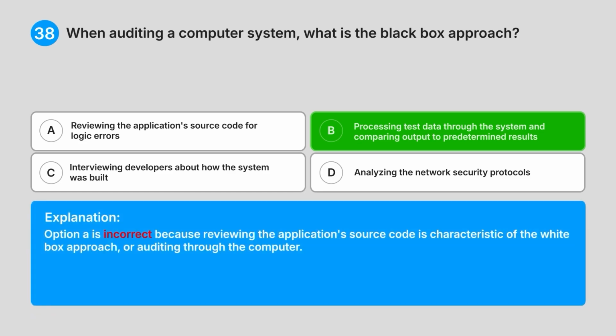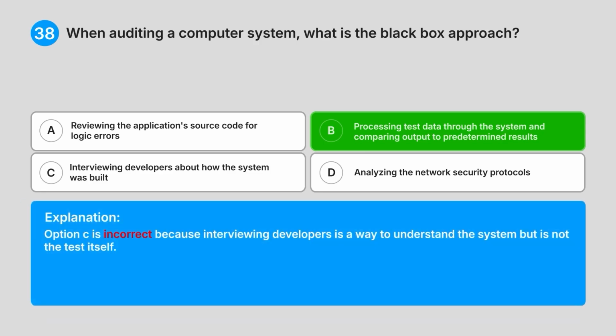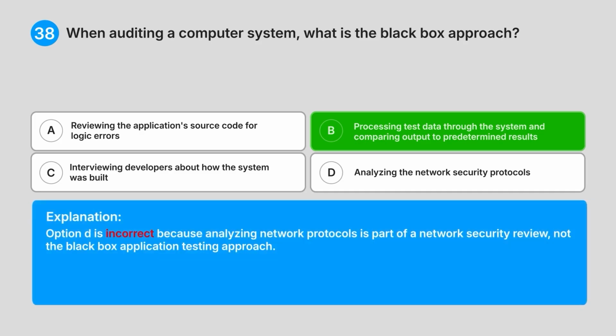Option A is incorrect because reviewing the application's source code is characteristic of the white box approach, or auditing through the computer. Option C is incorrect because interviewing developers is a way to understand the system, but not the test itself. Option D is incorrect because analyzing network protocols is part of a network security review, not the black box application testing approach.